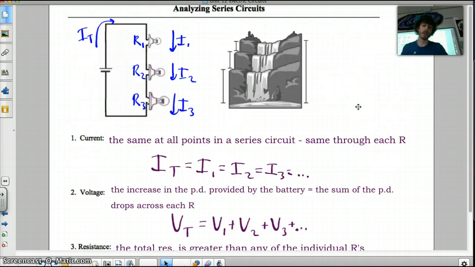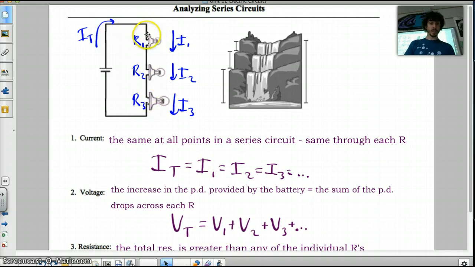Good. So let's talk about series circuits first. In a series circuit, the current is the same everywhere. There's only one path for the current to flow. In this particular circuit, I've got R1, R2, and R3. Total current flows through the battery. We call it IT, and then we'll call it I1, I2, and I3 through each resistor.